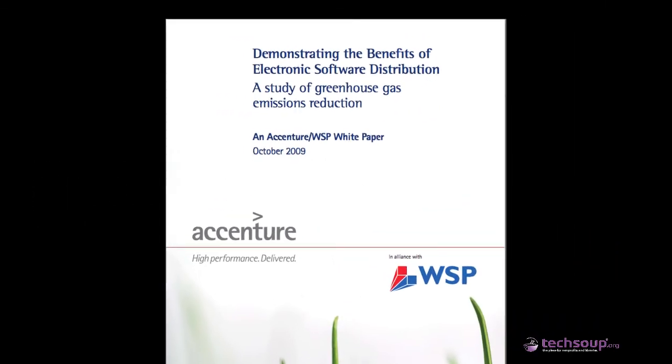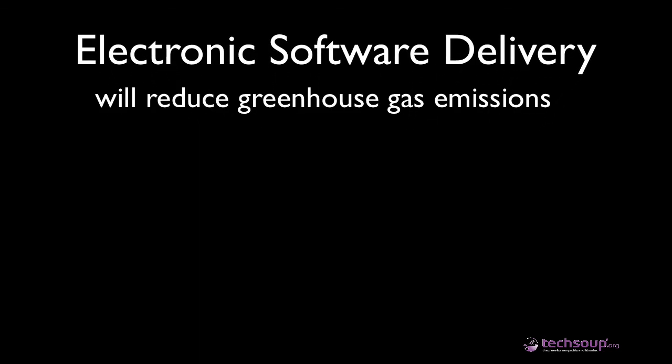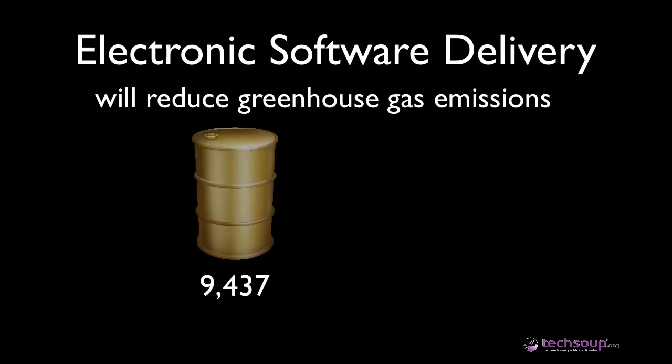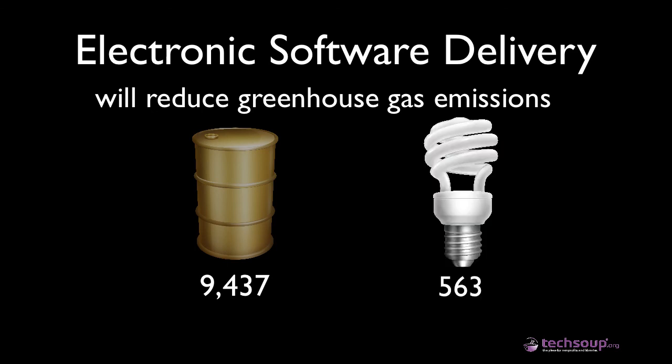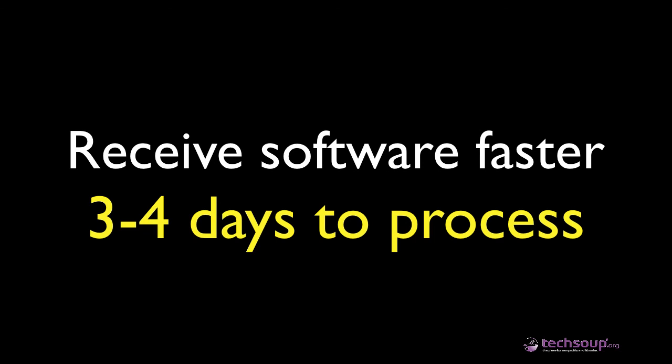Microsoft commissioned a study of the effects of software download through its Volume License Service Center and estimated that electronic delivery will reduce emissions equivalent to 9,437 barrels of oil, or the equivalent of powering 563 homes for 1 year. Imagine how much impact we all can make if we all choose to receive our software through electronic delivery. In addition to making a positive impact, electronic downloads will also help you and your organization receive your software donation faster. While it will still take 3 to 4 days to process your request, with electronic download, you don't have to wait for your request to be shipped to you.